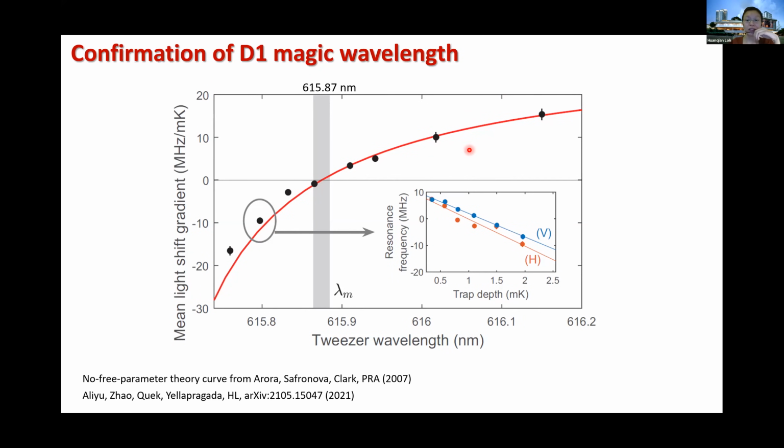So the black dots refer to the data with the error bars, and the red is actually a no-free-parameter curve that is from Arora, Safronova, and Clark. And we see actually relatively good agreement. The gray band over here is where the magic wavelength is predicted to lie, where the width of the band refers to the width that was given by theory in 2007. Okay, so this gives us some confidence that we are pretty much operating at the magic wavelength.